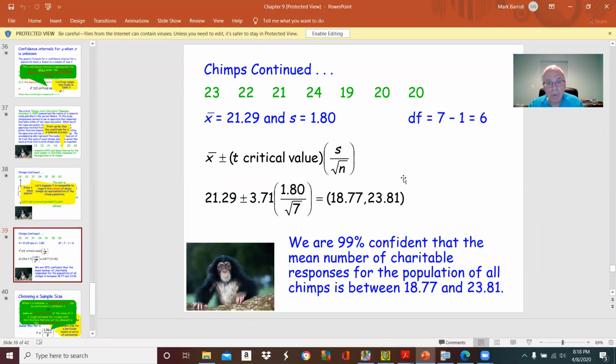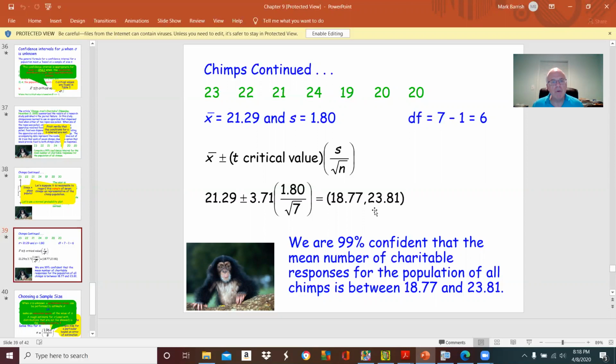And pretty close to what they got. Why did they get 18.77 on the left? Because of rounding. The answer from your calculator is more accurate than the answer here. Okay, so some rounding error here, but it's very close to the answer we got with our calculator.